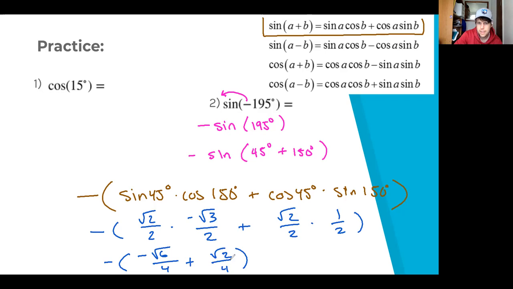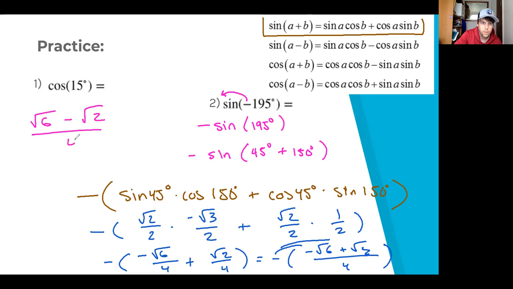Let's go ahead and stick that into a singular fraction: negative root 6 plus root 2 over 4. And then we stick this negative in there. We have to distribute to the numerator. Final answer: negative times negative, that root 6 turns to a positive, this becomes a minus. And there we go. That would be our final answer for that.